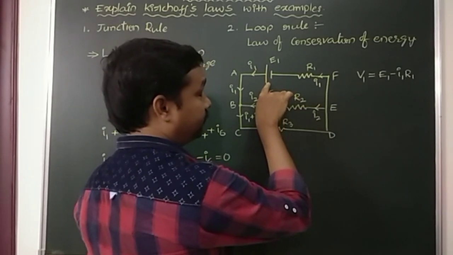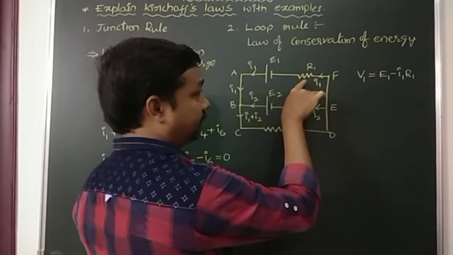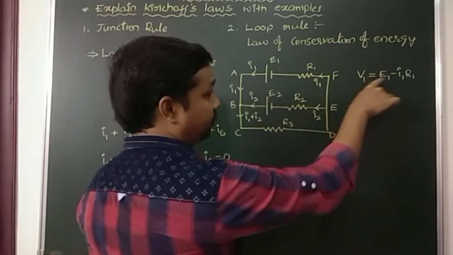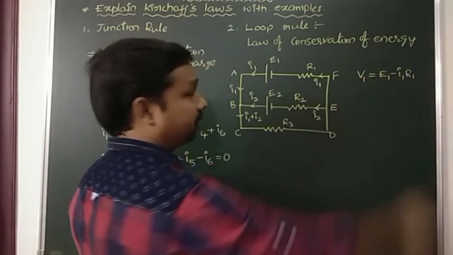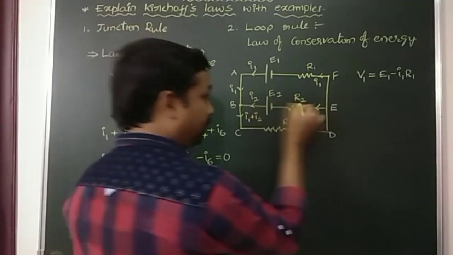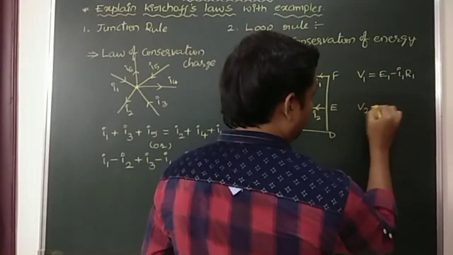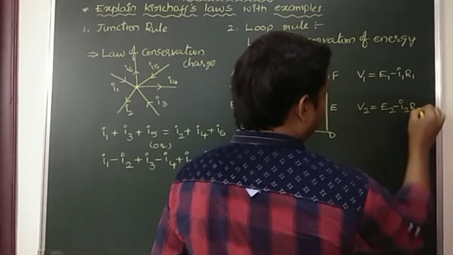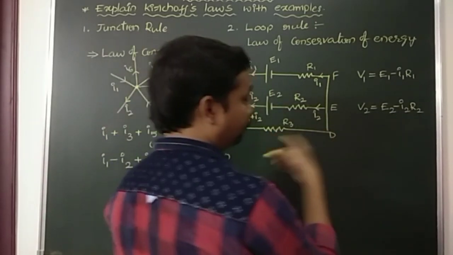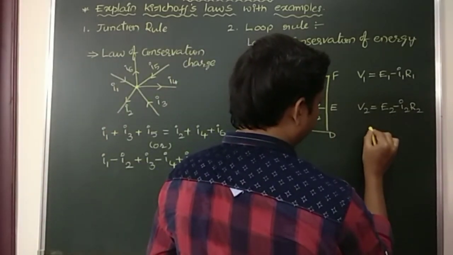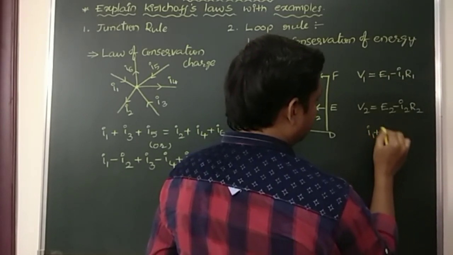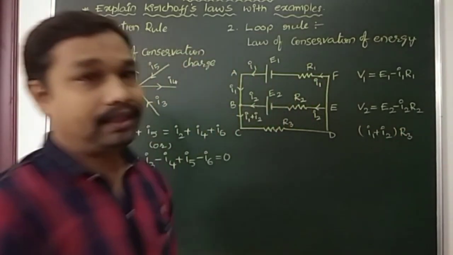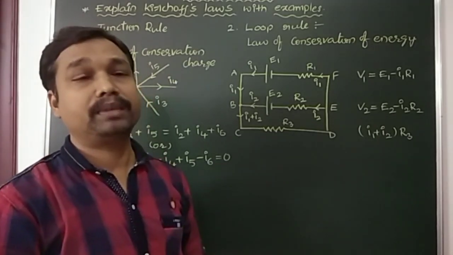Here this is the total energy, and this is an electric bulb or any device which is utilizing it. So what is the potential difference here? V1 is equal to total energy minus utilized, so V1 equals E1 minus I1 R1. Similarly here, V2 is equal to E2 minus I2 R2. What is the potential here? There is no source, so the potential is I1 plus I2 times R3. The algebraic sum in a closed loop must be equal to 0.